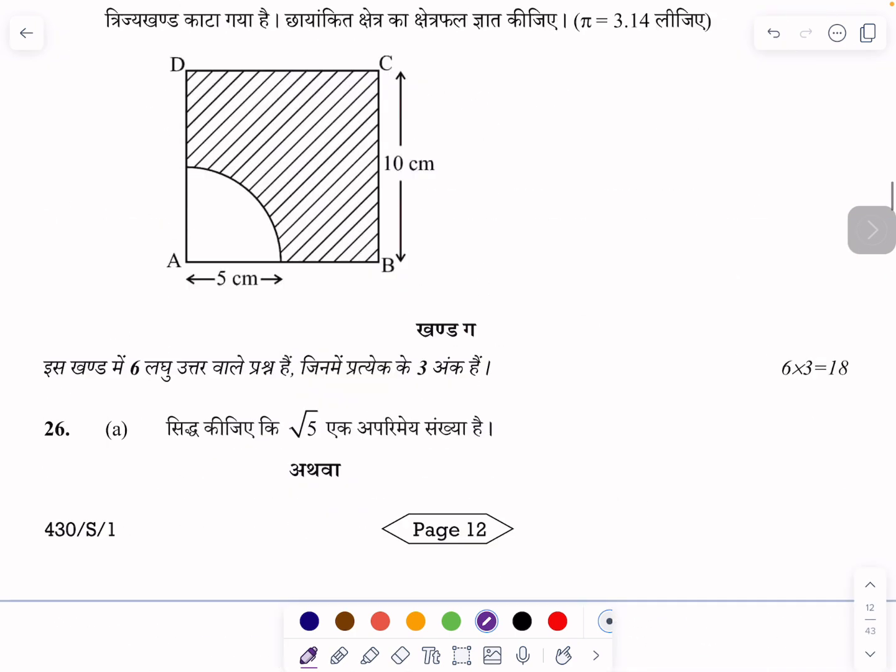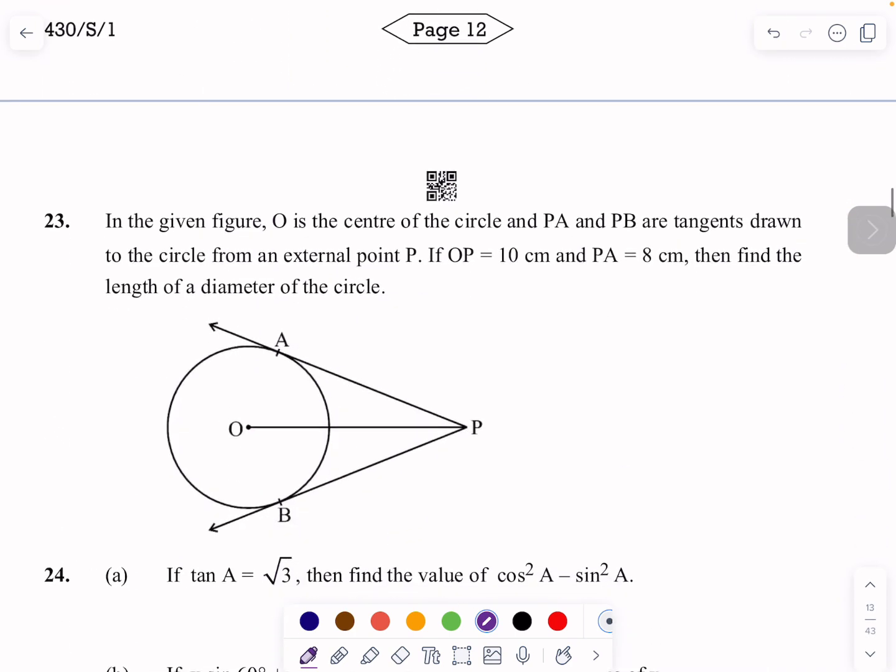In the next question, in the given figure, O is the center of the circle. PA and PB are the tangents drawn to the circle from the external point P. We are given OP is equal to 10 centimeter and PA is 8 centimeter. We need to find the length of the diameter of the circle. How do you find it?